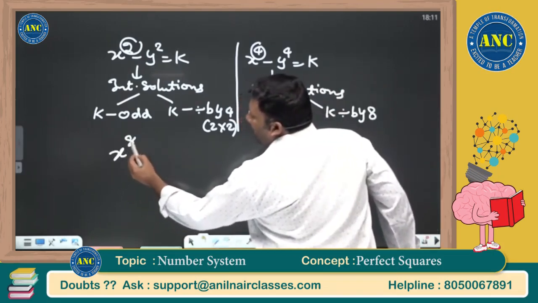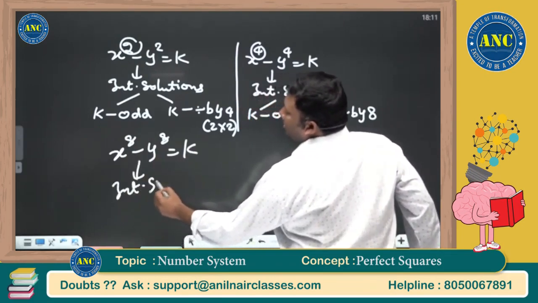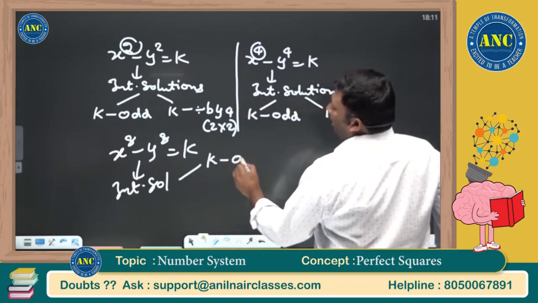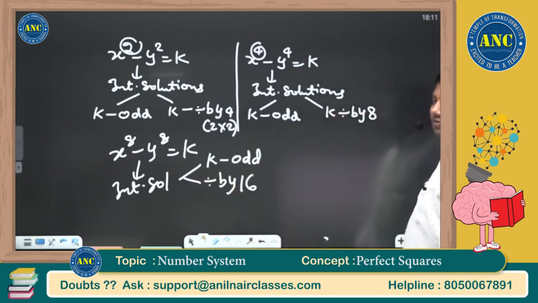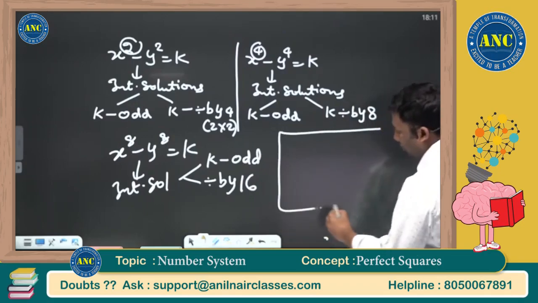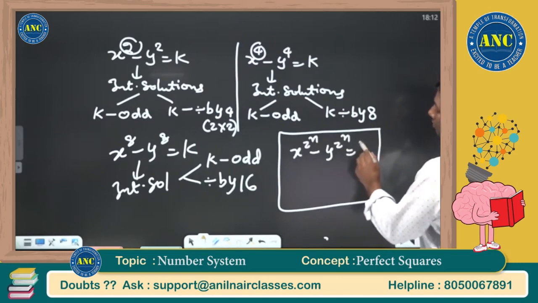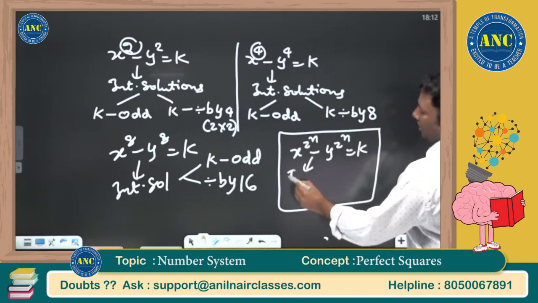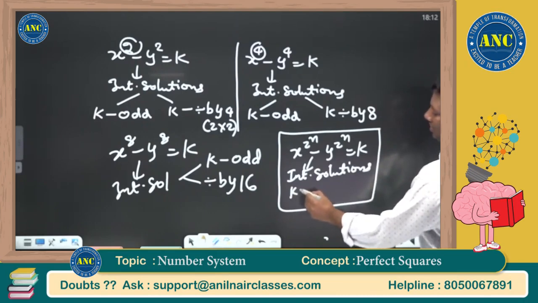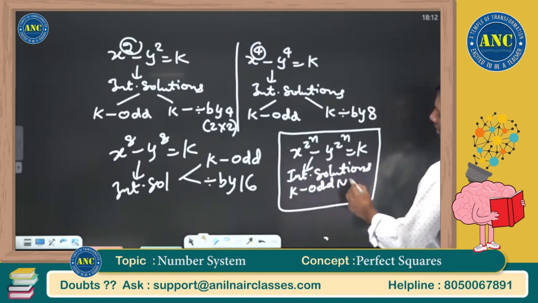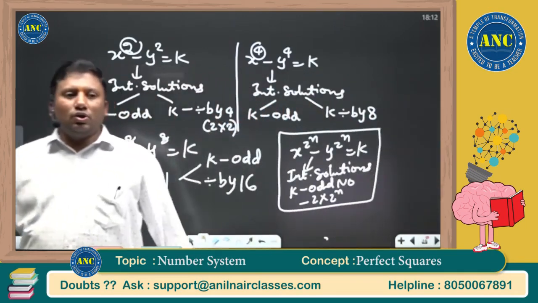Suppose it is x power 8 minus y power 8 equivalent to K. This equation has integral solutions when K is an odd number or K is divisible by 16. Please write down this beautiful conclusion: x power 2 power n minus y power 2 power n equivalent to K. This equation has integral solutions when K is an odd number or K is divisible by 2 into 2 power n.